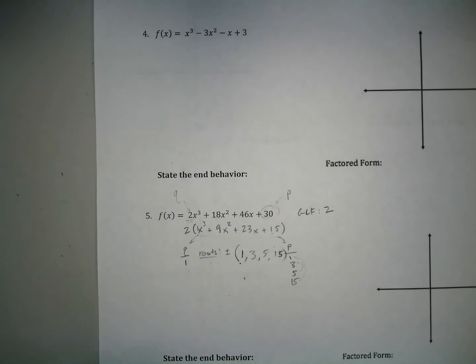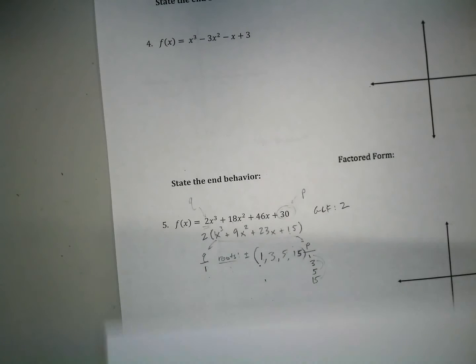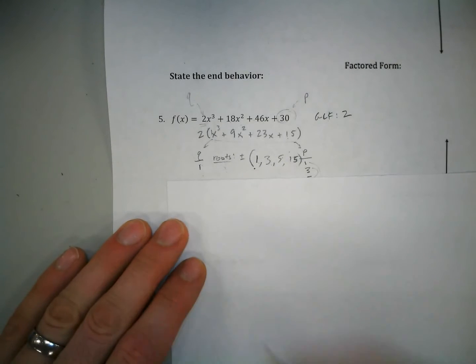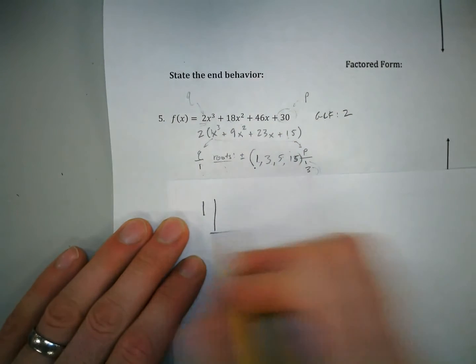We got to check some now. You might run out of space. That's fine. Do some scratch work. Get a different piece of paper. I'm just going to use a different piece of paper. Let's check 1 first. We're going to check positive 1. It's easy to check positive 1.